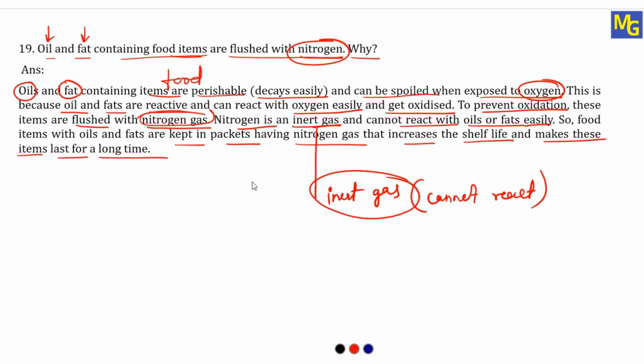So you may have seen a chips packet, potato chips packet or wafers. These all will have one kind of air. You may have seen the packet. So what is that air? That air is nothing but what? It is the nitrogen gas.